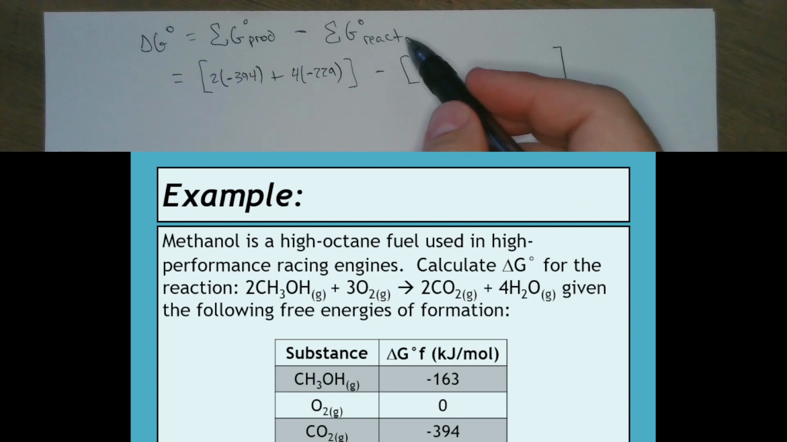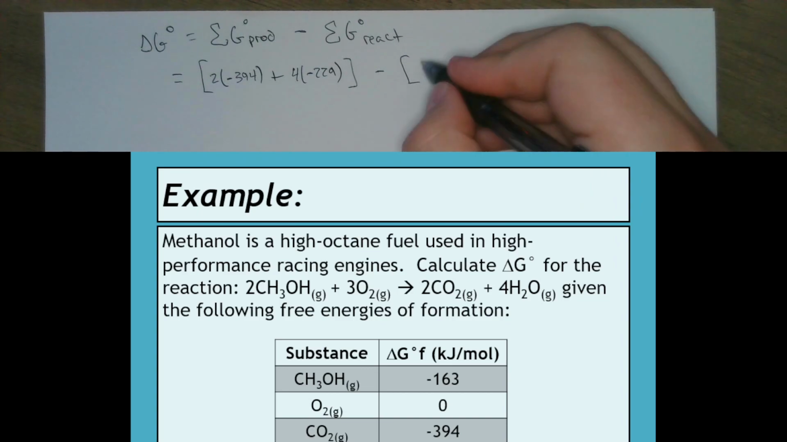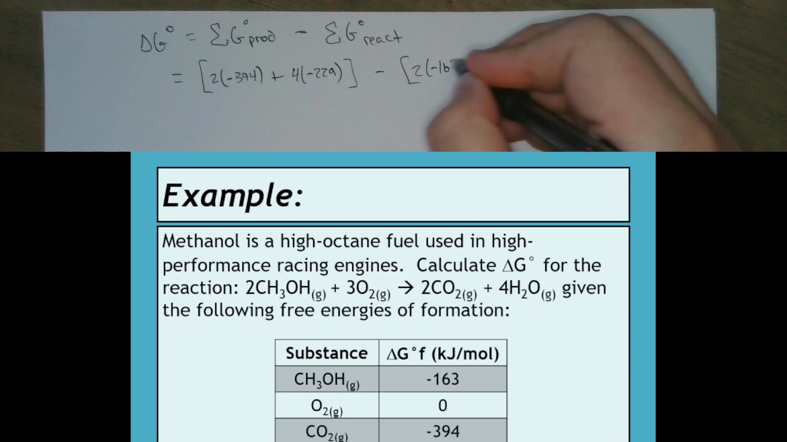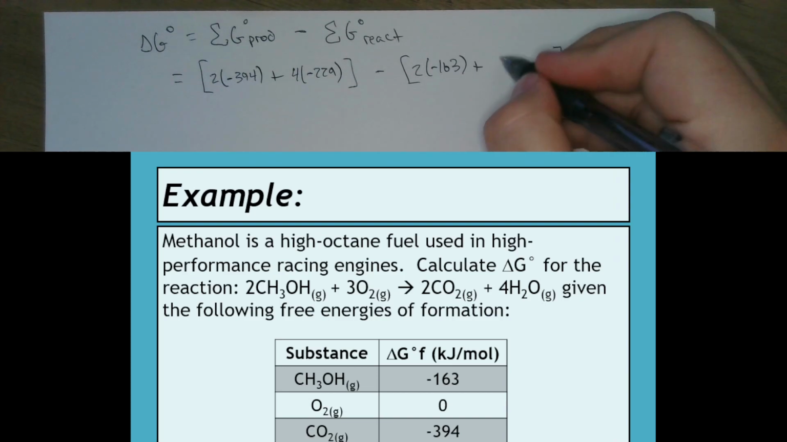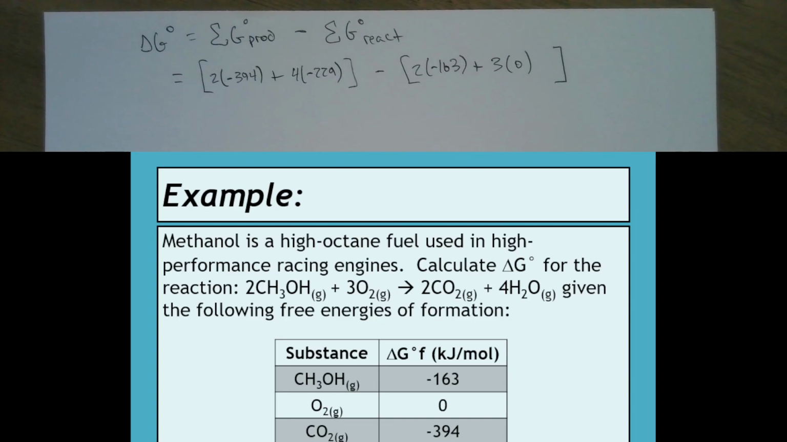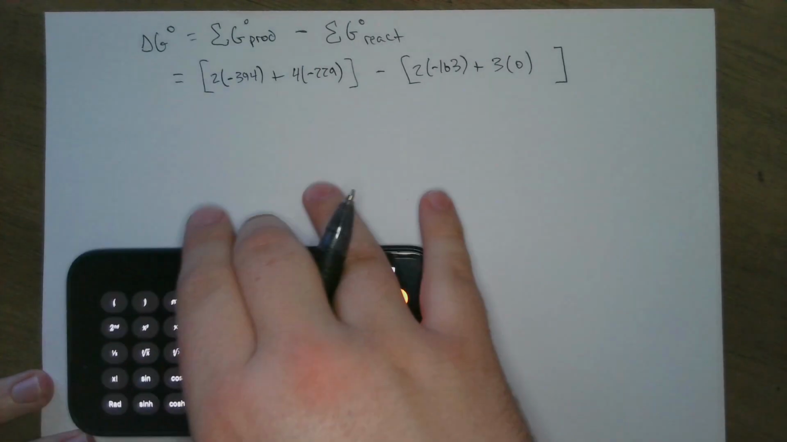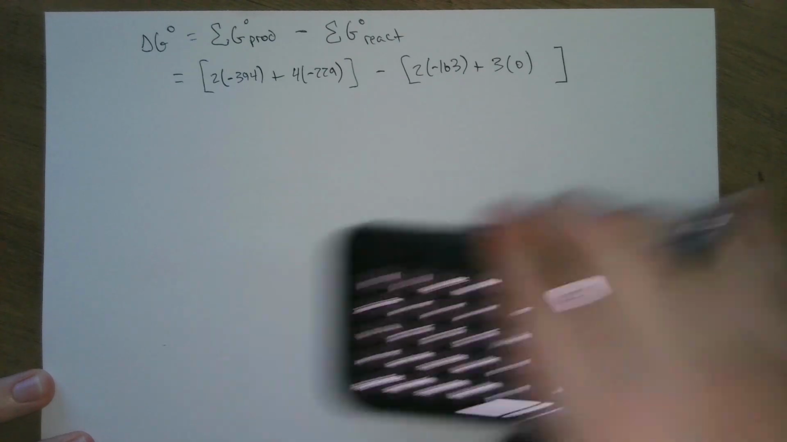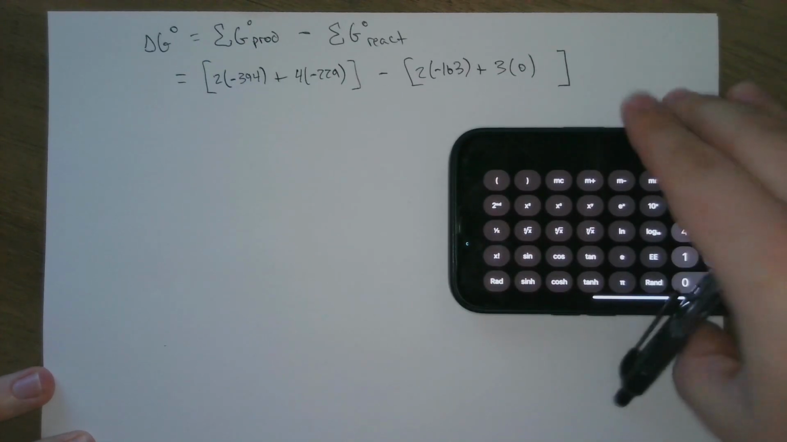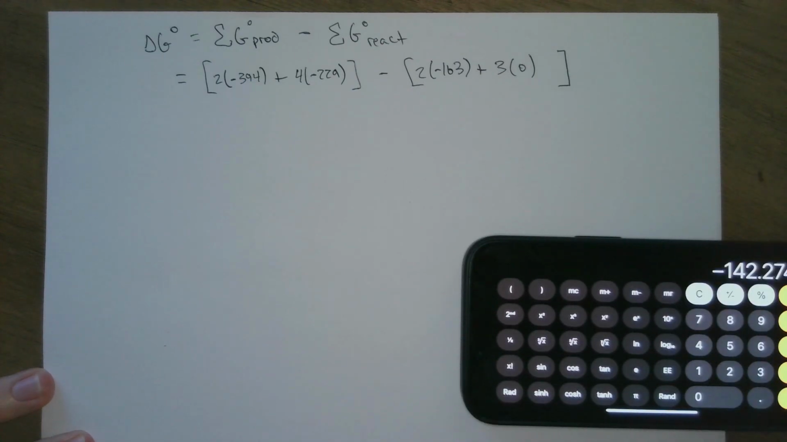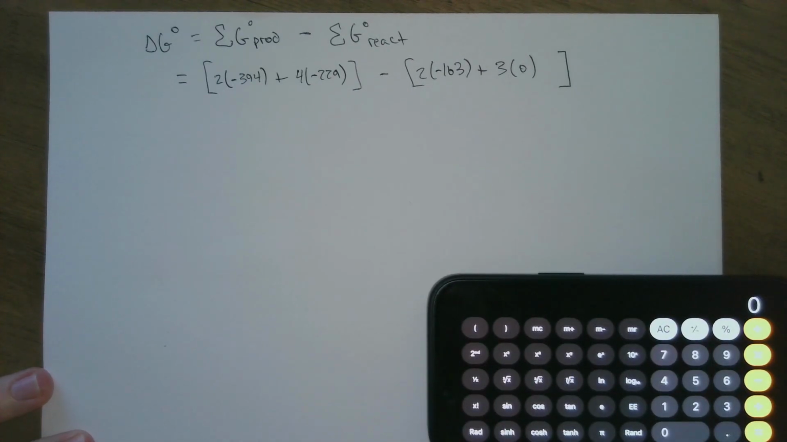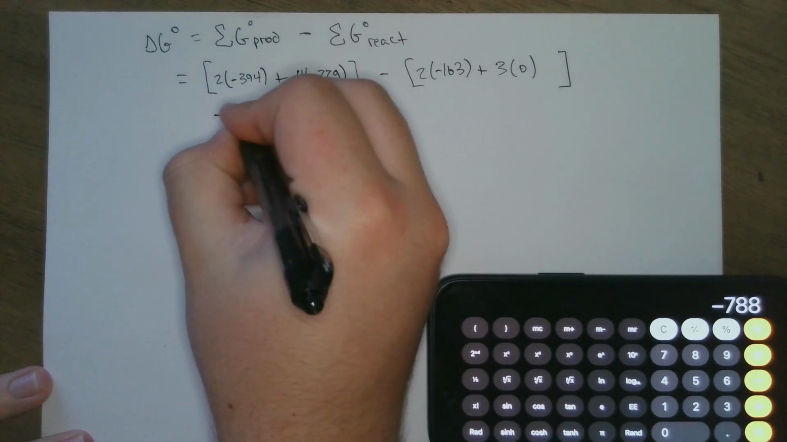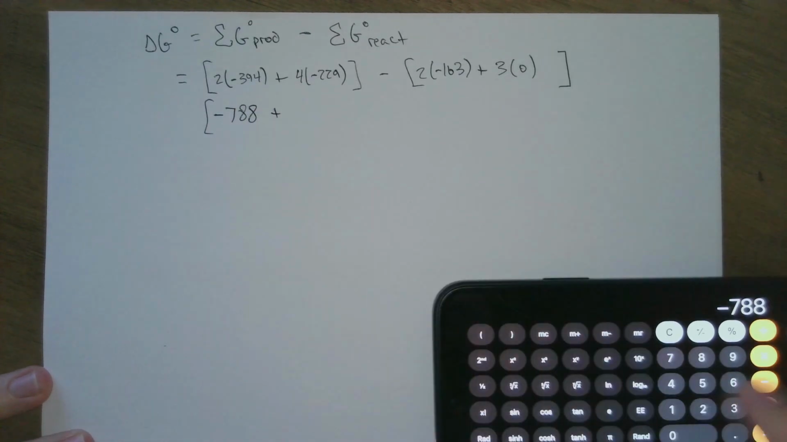Minus my reactants. I have 2 of my methanols, so that's the negative 163, plus 3 O2s, just 3 times 0. Set up just like all the other quantities are set up. Now we just solve. Okay, so over here I have 2 times negative 394, negative 788, plus 4 times negative 229.